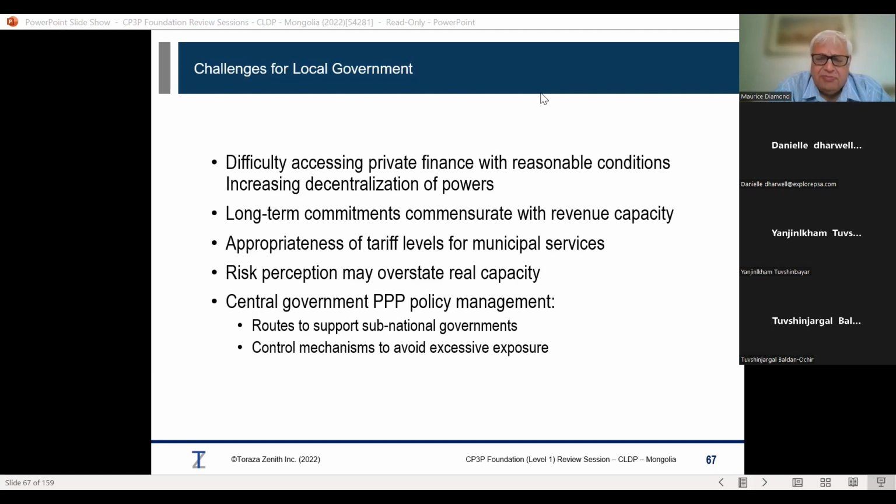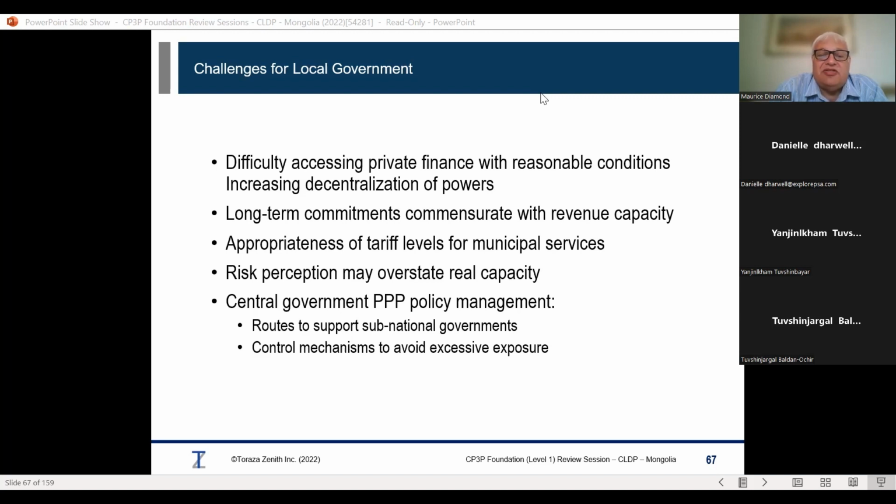Now, in many countries, schooling and education is dealt with locally, but with PPPs, they may do a large number of schools in a project, and the actual project will be managed centrally. And then once the contract has been signed, they'll put in place some local arrangements to fit in with the normal management of schooling at a district level. So there can be difficulty accessing private finance with reasonable conditions.